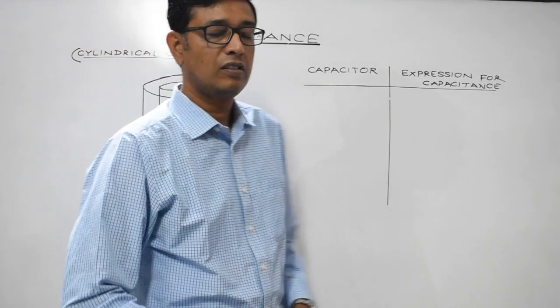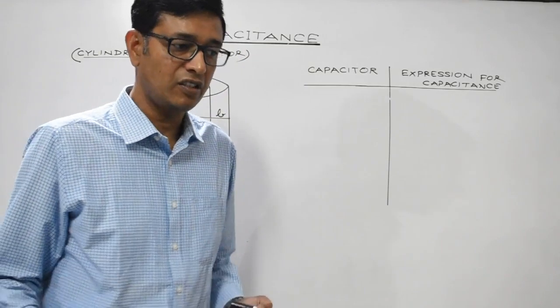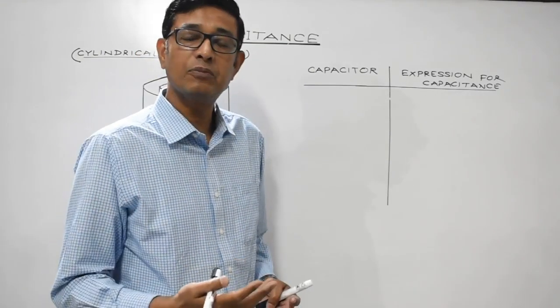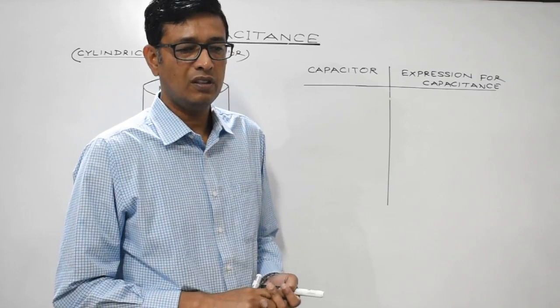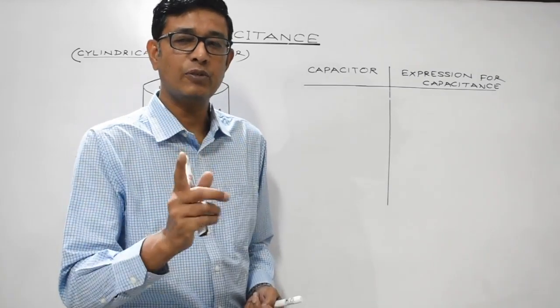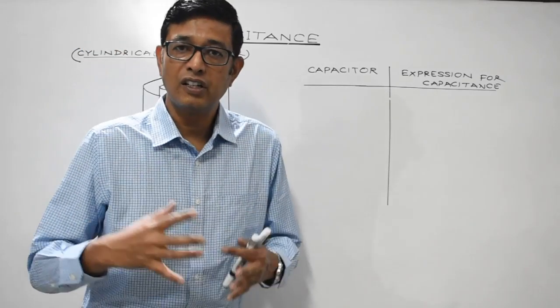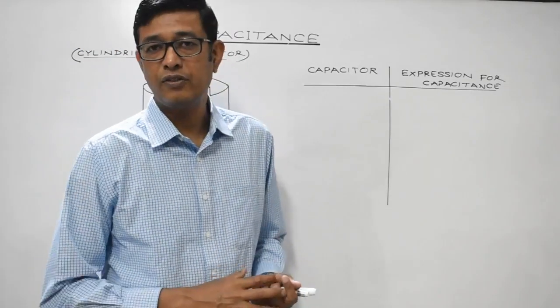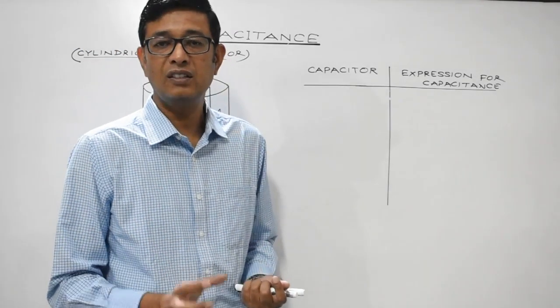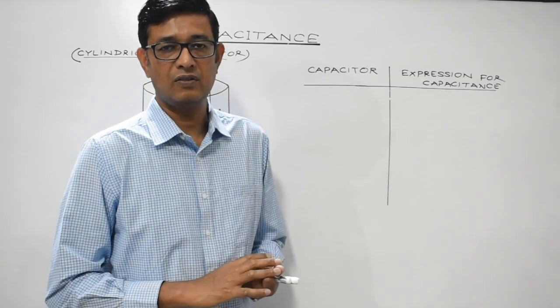Hello students, in the previous section we have discussed parallel plate capacitor as well as spherical capacitor. A third type of capacitor, cylindrical capacitor, is left, right? As I have told you, a cylindrical capacitor will consist of two coaxial cylindrical shells, right?